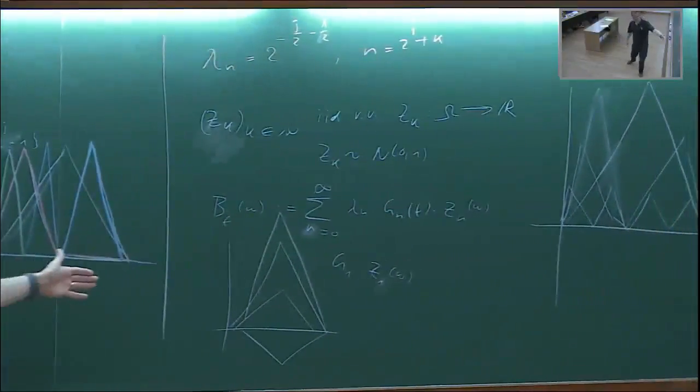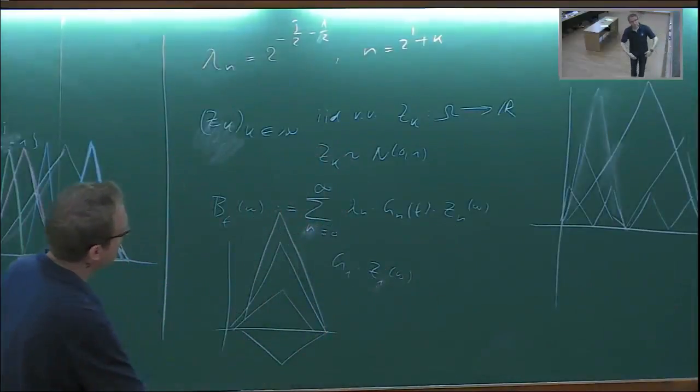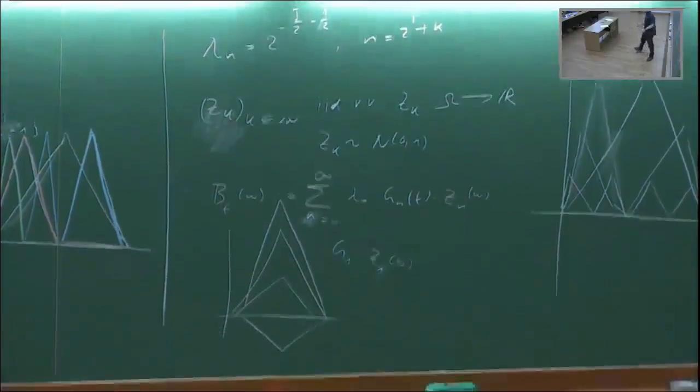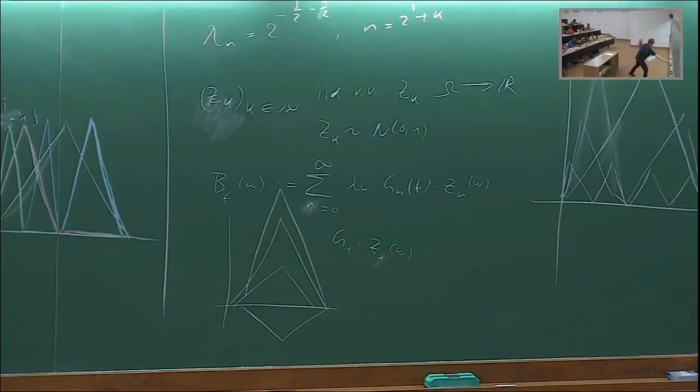So if this is a series of continuous functions which converges uniformly, then the limit is also continuous. So this is the basic message. And for this, I need a certain lemma.